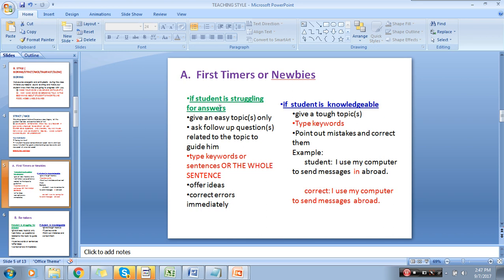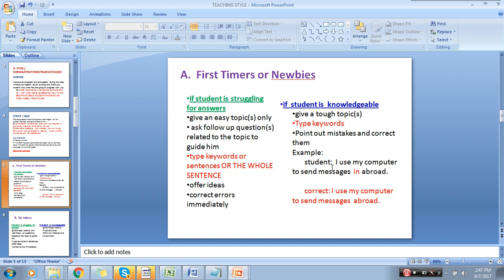If your student is struggling for answers, okay, so what you are going to do is, of course, as much as possible, just give them easy topics only. Ask follow up questions related to the topic to guide him. Also, type keywords or the whole sentence. You may as well offer your ideas if they don't have any idea at all and correct errors immediately.